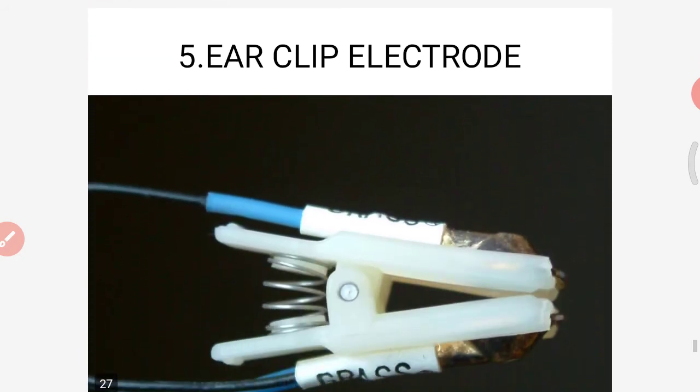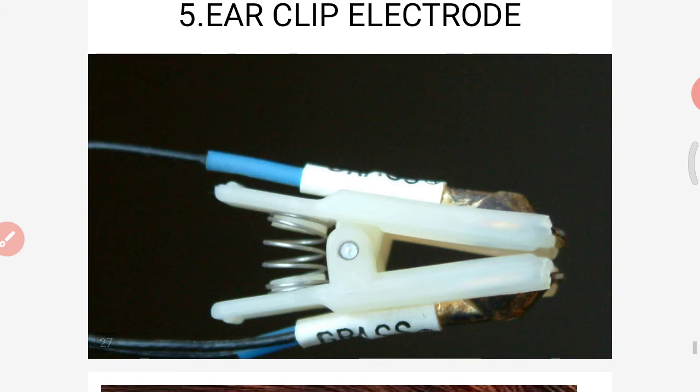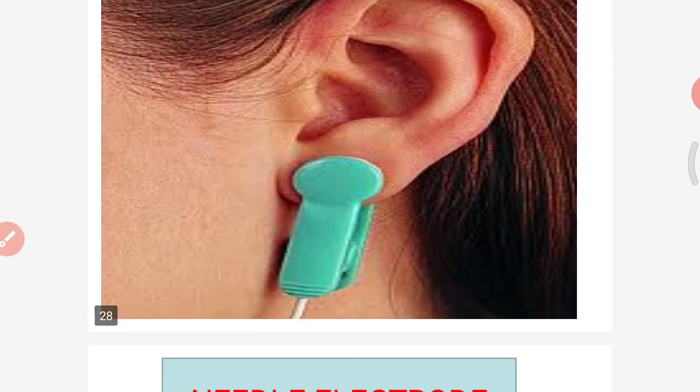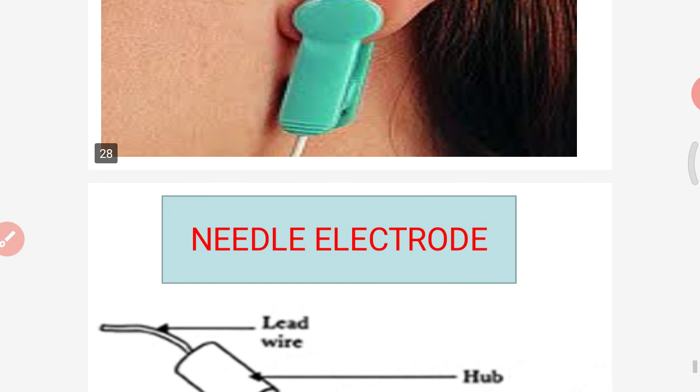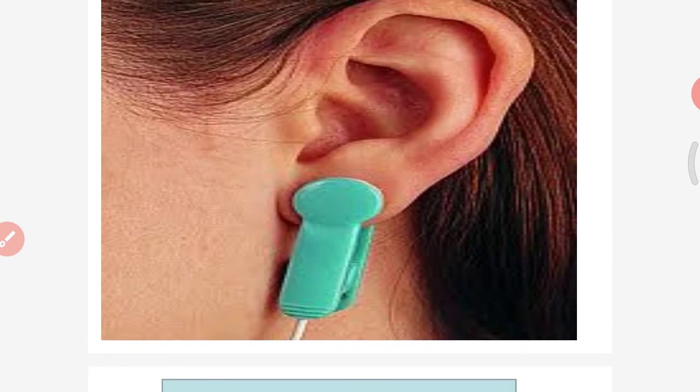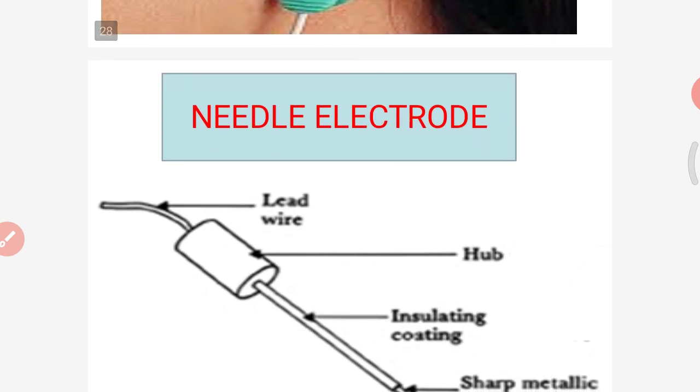And the ear clip electrode. When we have more pain from the ear, we can prefer the ear clip electrode. It will not give any kind of pain to the human being ear, and it is suitable for the measurement of the potential of the human being ear. We keep the ear clip onto your ear, with the positive electrode at the top of the ear and the negative electrode at the bottom of the ear. The potential difference between positive electrode and negative electrode can be measured using the ear clip electrode. Next, finally, is the needle electrode.